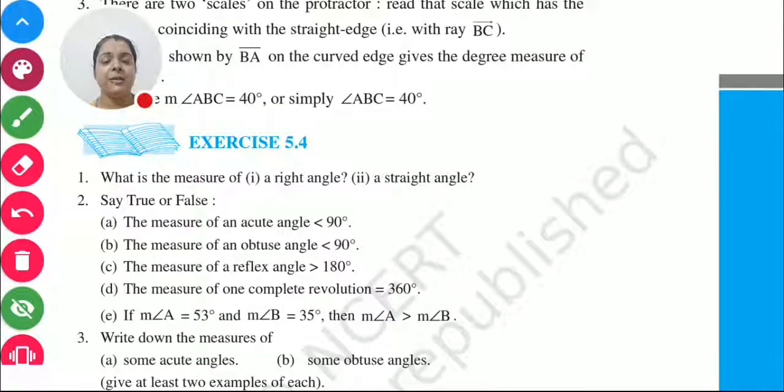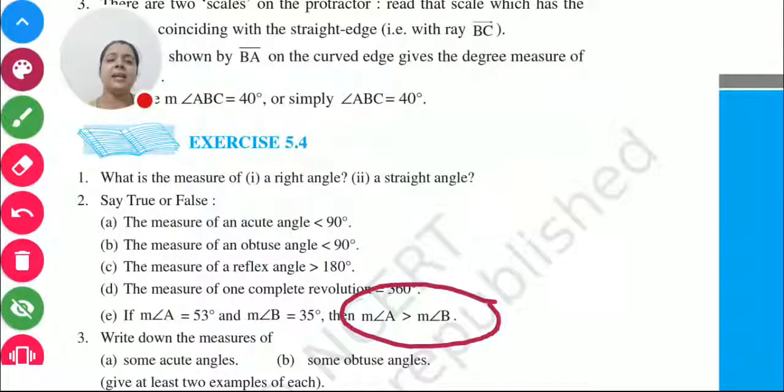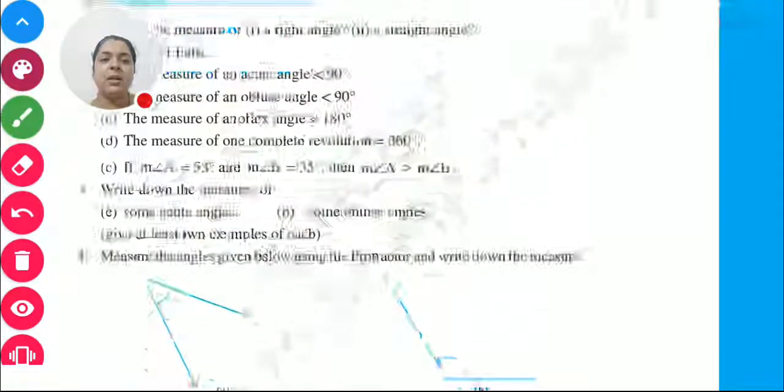Coming to number E. If angle A is equal to 53 and angle B is 35, so what do you find? Which is bigger? Which is greater? One is 53, another is 35. Which is greater? Undoubtedly A is greater. Right? A is greater. So here also correct. A is greater than angle B. It is correct now.